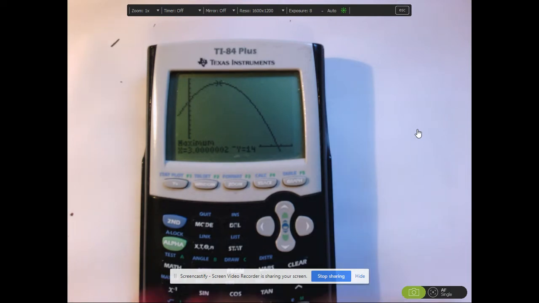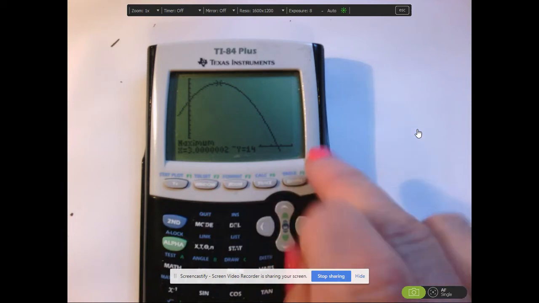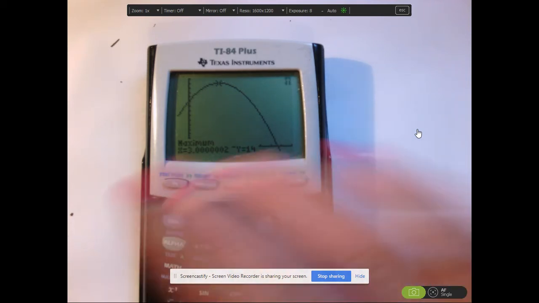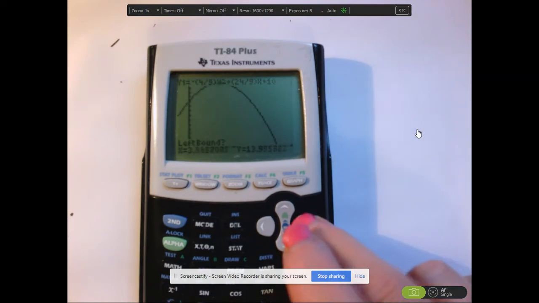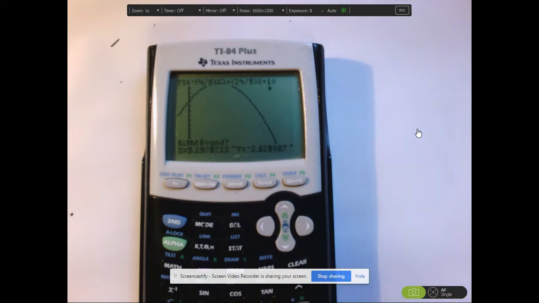highest point. Then it asked me when did he hit the water, so he would be hitting the water down here at this point. So that's my x-intercept. So I'm going to go here and go to zero. And I'm going to go left bound all the way down here. I'll hit enter. And I've got to go negative, make sure my y's are negative. There they are, and hit enter again, and guess, and hit enter again. And it tells me that my x-intercept is at 8.6. So he's going to be 8.6 feet away from the end of the diving board.